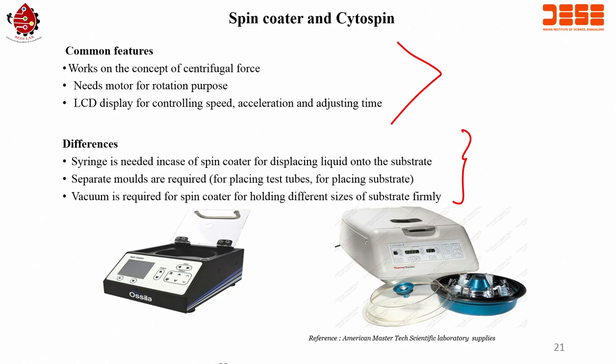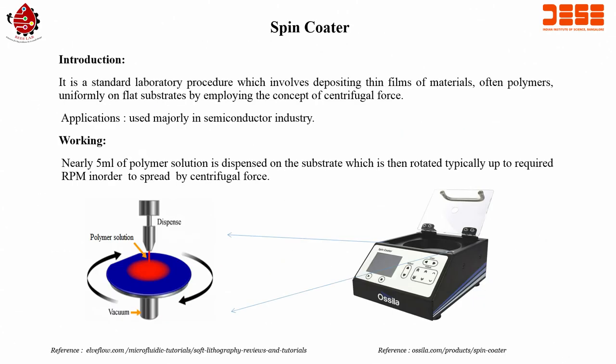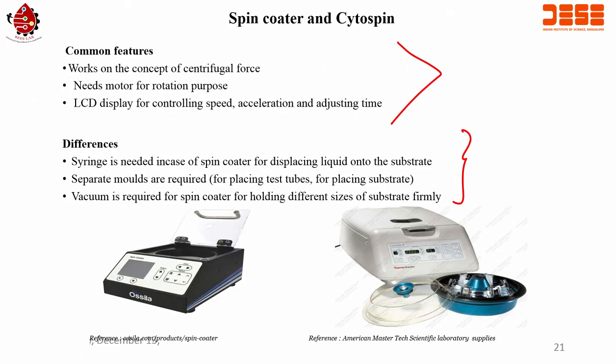that a syringe is needed in case of spin coater for dispensing liquid onto the substrate, right. You see this one, this dispenser, right? We require a dispenser, that is what he is saying, dispenser is required. Separate molds are required for placing test tubes, for placing substrate, and vacuum is required for spin coater for holding different sizes of the substrate firmly. While in case of cytospin, we do not require such a system, we do not require vacuum.